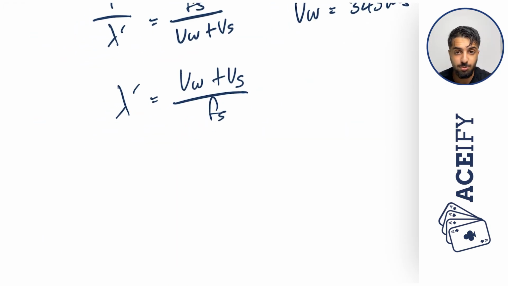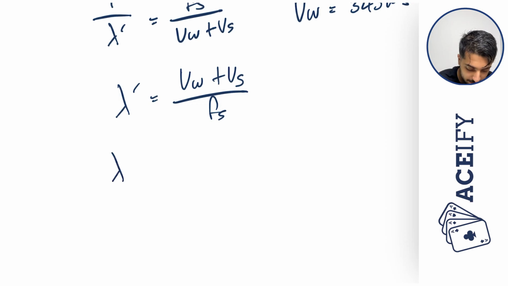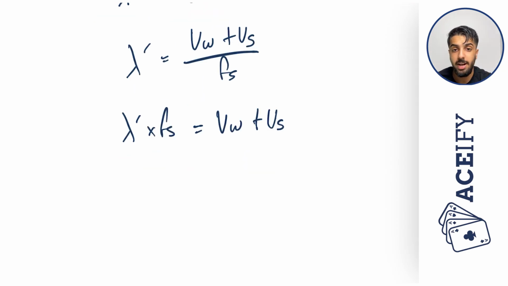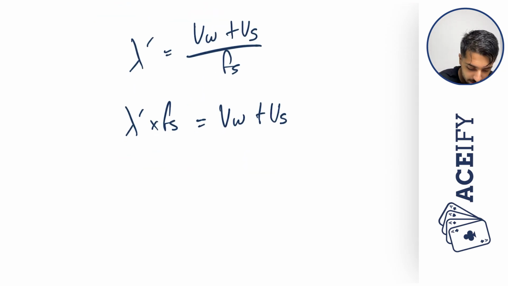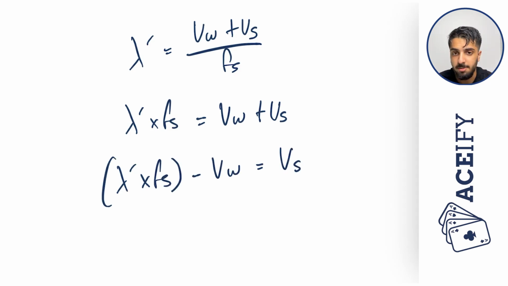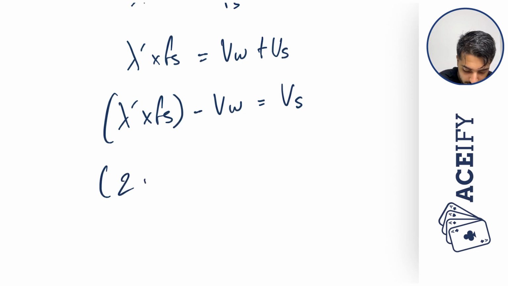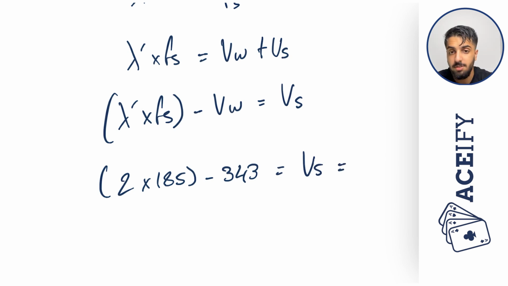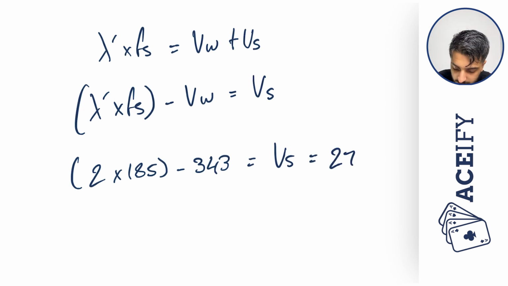We can times by our source frequency on both sides, and we get lambda prime times Fs is equal to VW plus Vs. And now we can minus by VW on both sides, and we get lambda prime times Fs minus VW is equal to our source velocity. And therefore, 2 times 185 minus 343 is equal to our source velocity, and this gives us a value of 27 meters per second. There we go.